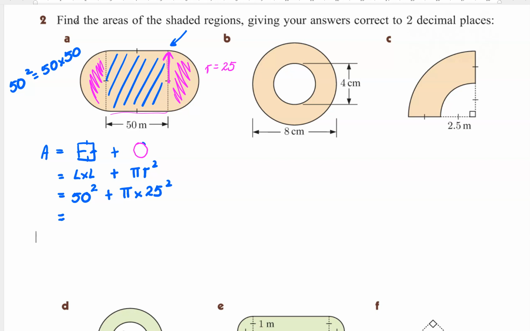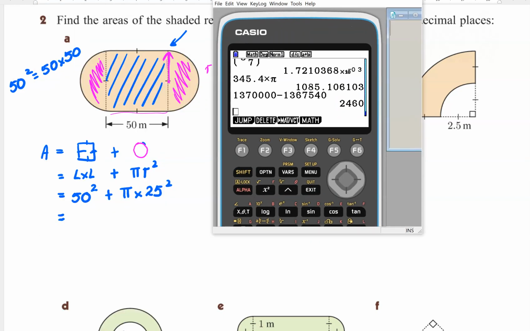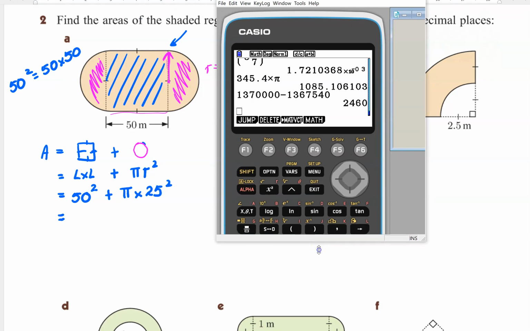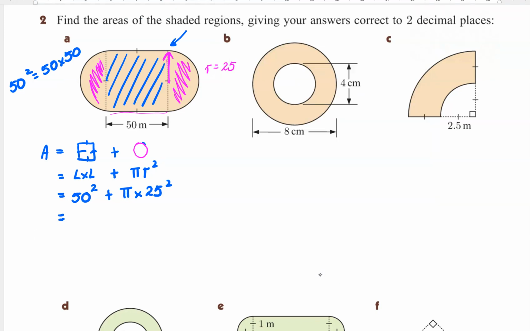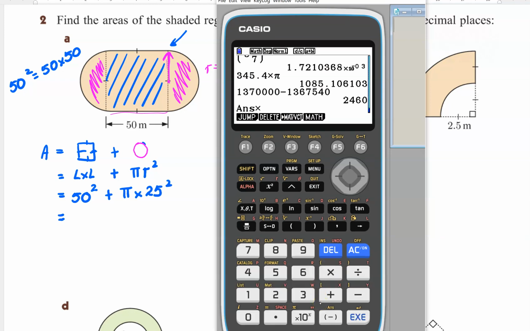Let's just see how we can do that on our calculator. Now, I'm using a graphics calculator, but it works pretty much the same way as your scientific calculator. So 50, my squared button is up here, squared. You should have one that looks pretty much like that on your scientific, plus my pi button. I believe your pi is down on the bottom row as well, so because mine's in yellow, I'm pressing shift pi times 25 squared equals.